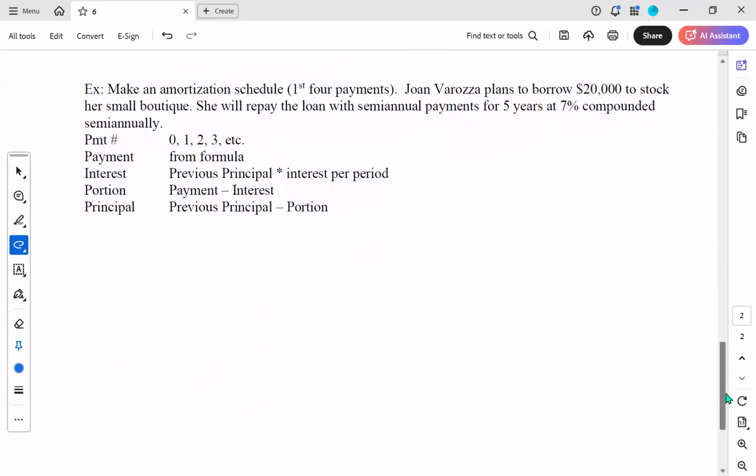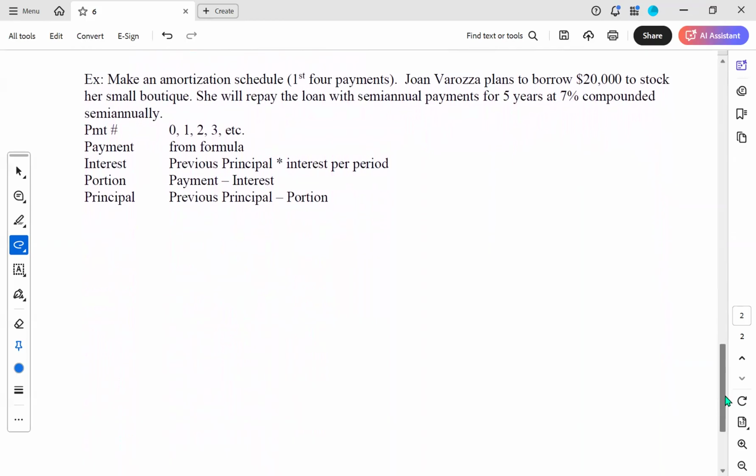All right, so like I told you, we're going to make an amortization schedule of our first 4 payments. That's at most what you'll have to do on your test also. You won't have to do like 5 or 6 or 50 or 320. So you'll only be making 4 payments at most. And it says Joan Verosa plans to borrow $20,000 to stock her small boutique. She will repay the loan with semi-annual payments for 5 years at 7% compounded semi-annually. So she's borrowing the $20,000 right now. That tells us that this is our present value.